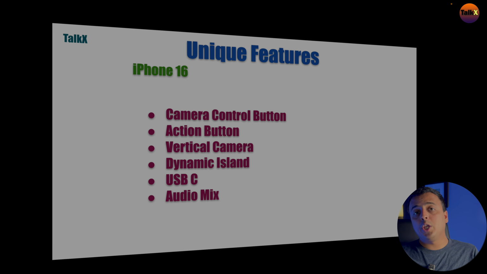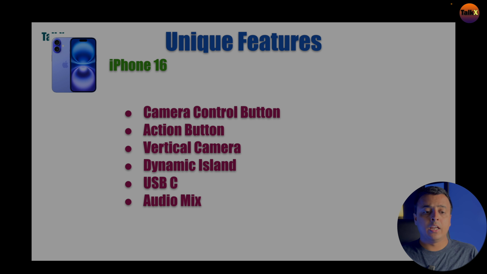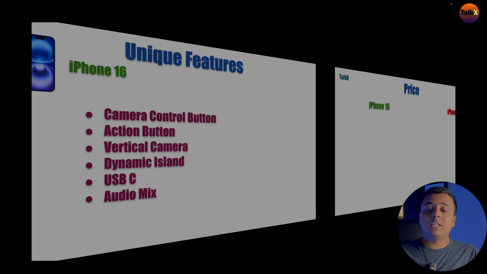Now, let's talk about the unique features of the iPhone 16. iPhone 16 got two new buttons. One is a camera control button, and then it got an action button, which was seen in the iPhone 15 Pro and Pro Max last year. Now, it got a vertical camera setup, and iPhone 16 has the Dynamic Island. It supports USB Type-C connectivity, and it got audio mix. Apple's claim is that they got 4 studio grade microphones in the iPhone 16, which will give you studio grade audio quality.